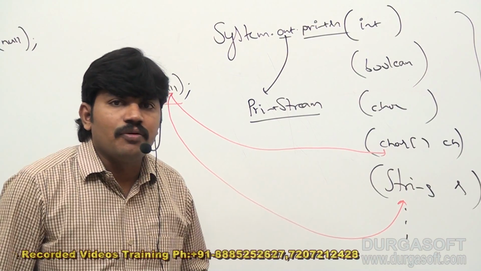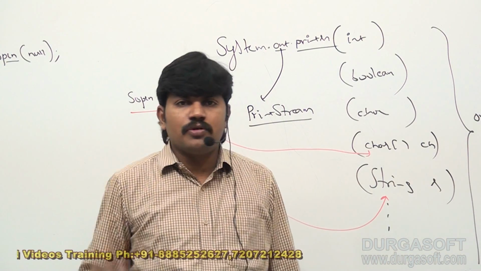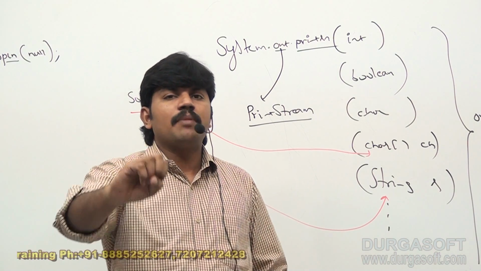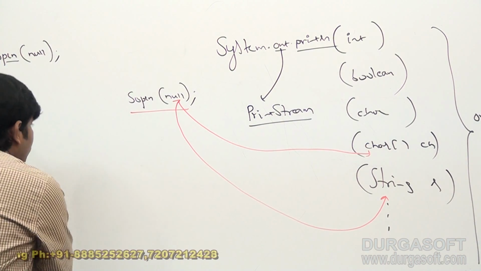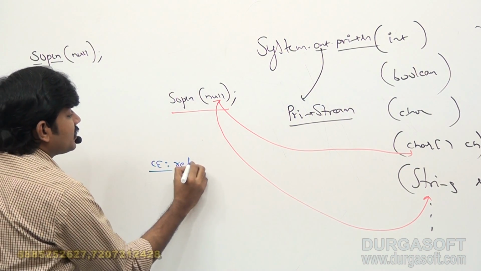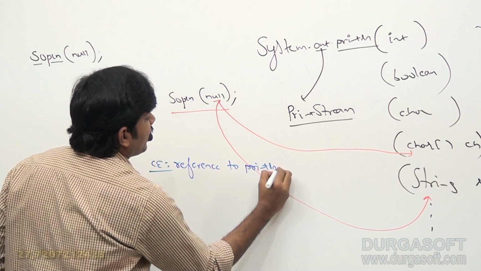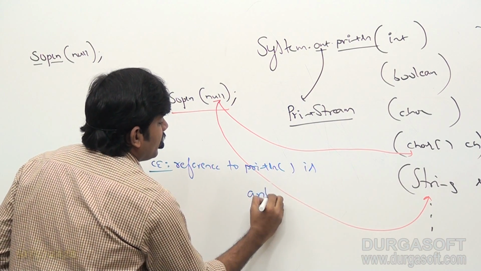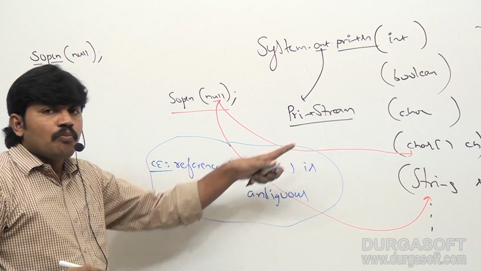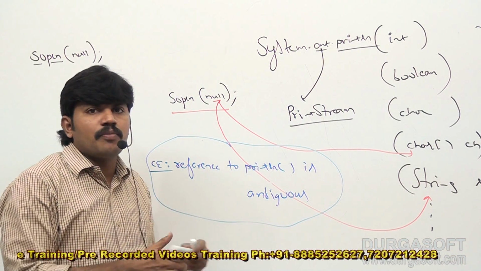Which method do I have to execute? The compiler is going to get confused. Two methods got matched for your requirement, and I am not in a position to compile. A compile-time error by default we are going to get. What is that error? Reference to println is ambiguous, because both methods got matched. Which method do I have to execute? So a compile-time error.